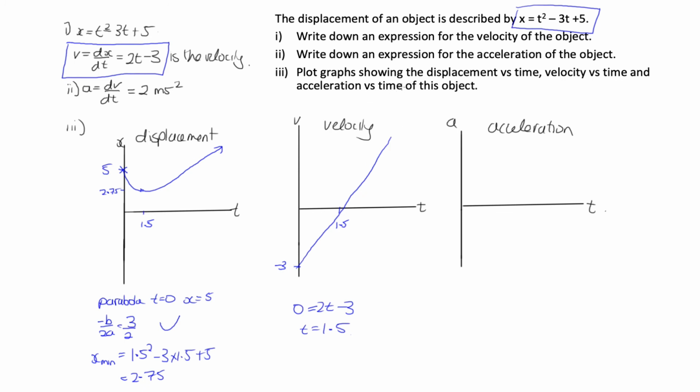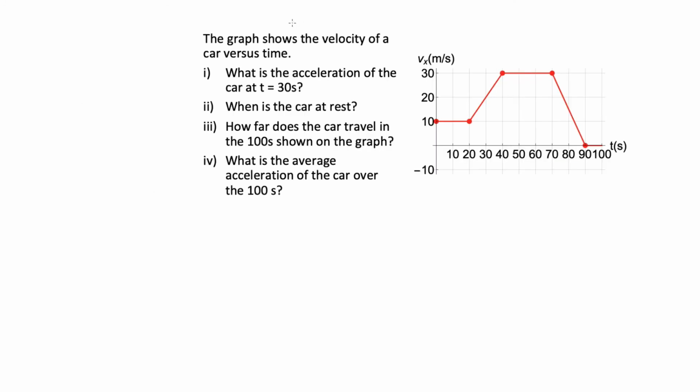Now the acceleration versus time graph. We've got that our acceleration is constant and it's just equal to 2 meters per second squared. So we can put 2 there, and this is just a flat line like that. So that solved this problem. Okay, so our next problem.